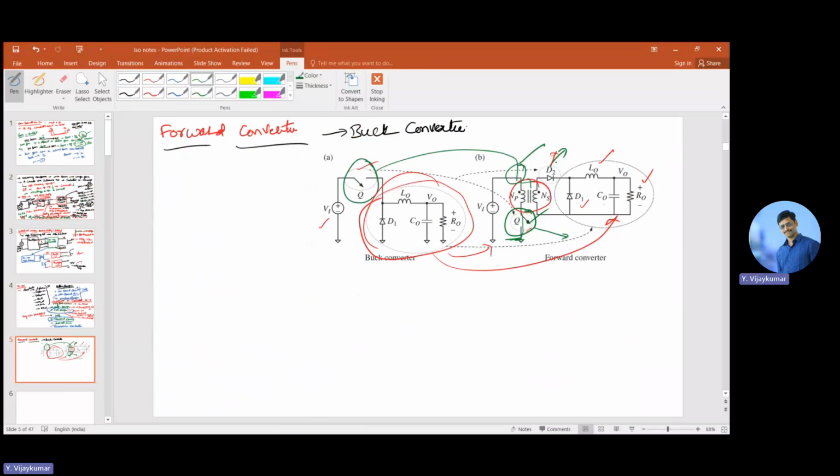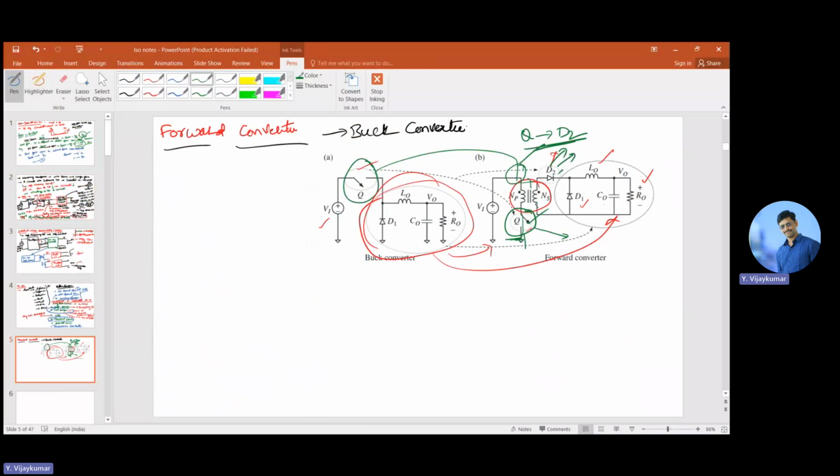Now, if we talk about D2, it is an additional diode from the buck converter, to ensure that when the primary side switch Q is conducting, only then does D2 conduct. That is the purpose of D2 here.